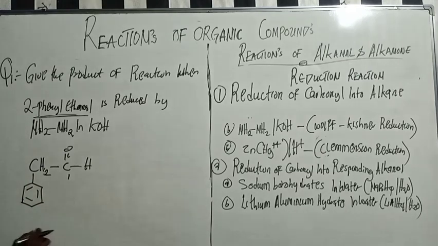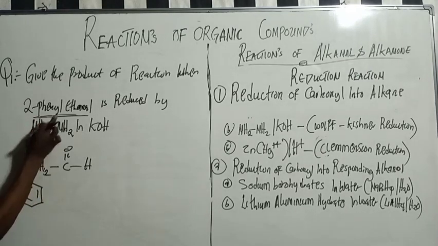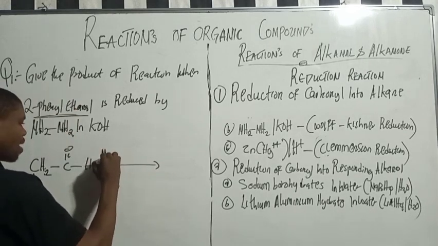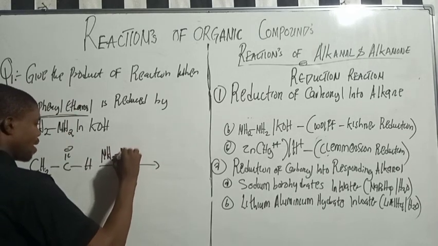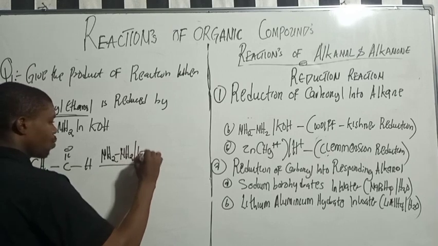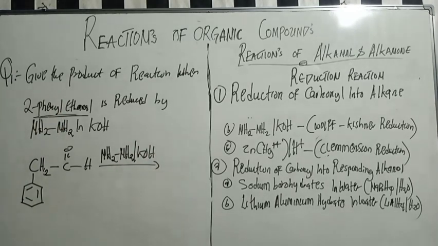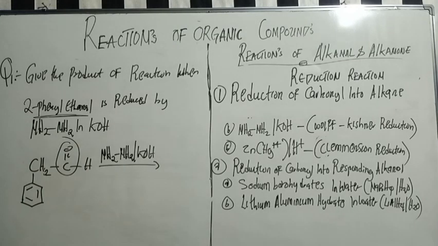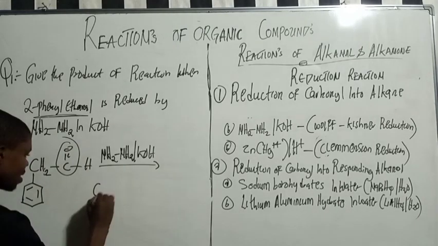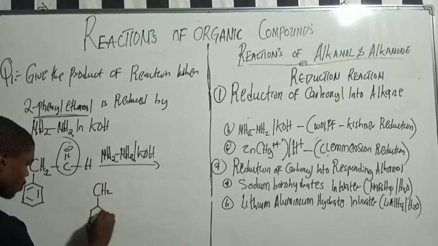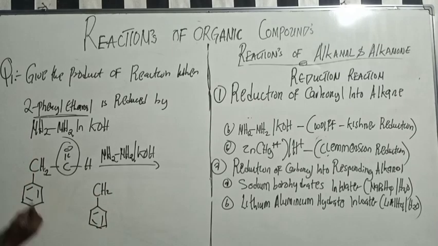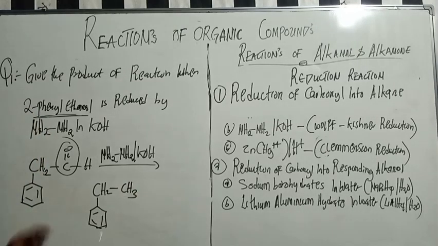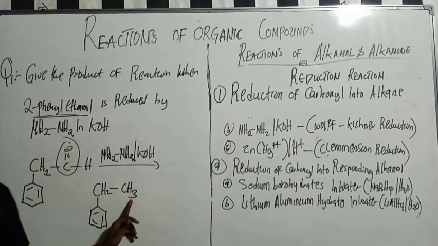Can you see that? Here it's called phenyl ethanol. When you reduce it with NH2NH2/KOH, what will be the point of the reaction? This will be reduced completely to alkanes. Do you see that? So here I have CH2, and then CH3. You can see that this one here has been completely reduced to this here.